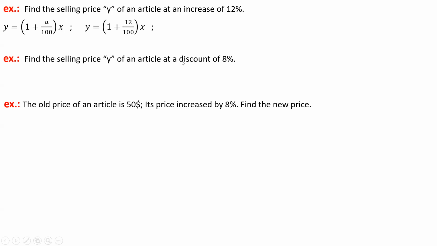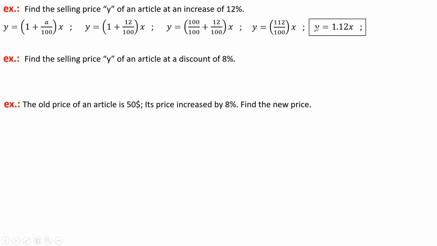Now here inside I have unlike fractions. I change them into like. So instead of 1, I multiply by 100, so 100 over 100. Now, 100 plus 12 is 112 over 100. So this is the relation between the new price and the old price. Now, if I'm given x, I multiply it by 1.12 to get the new price. If I'm given Y, I can get the old price. Always I should get this relation to find the new quantity or the new price, then the old quantity or the old price.